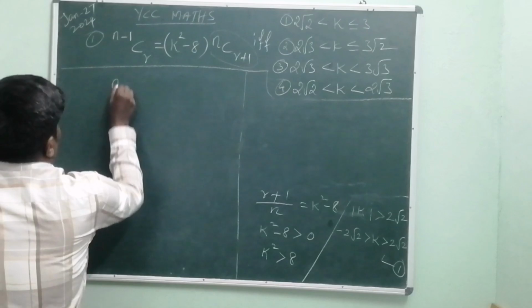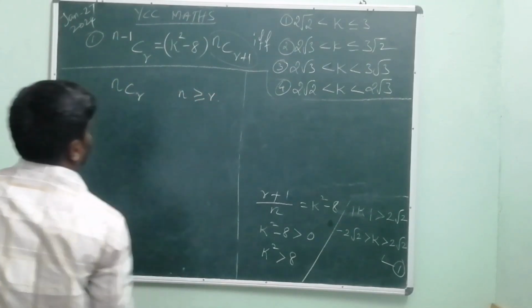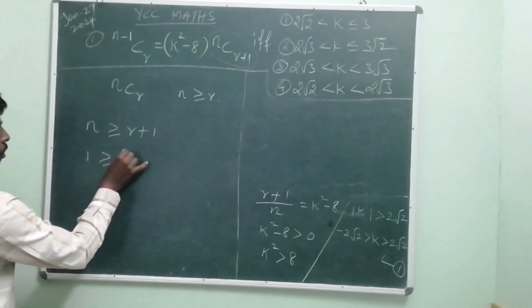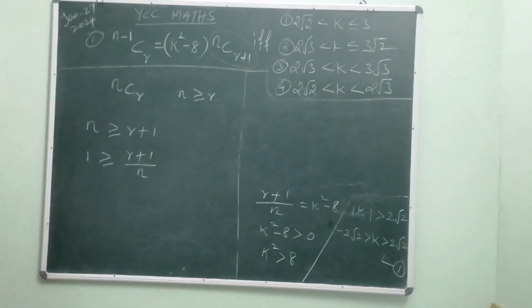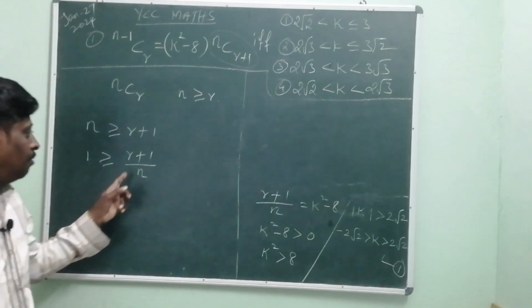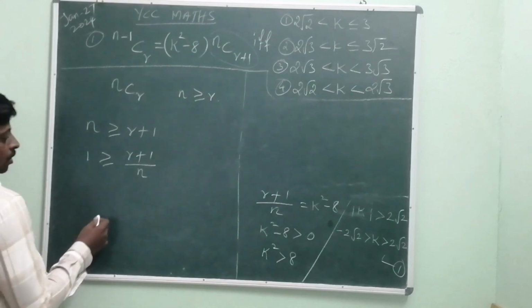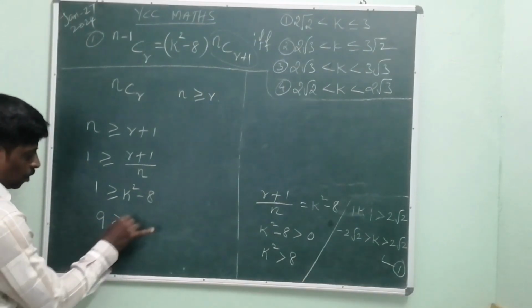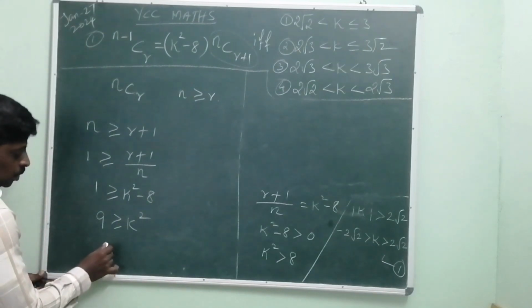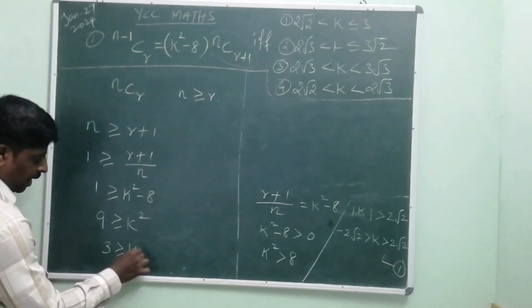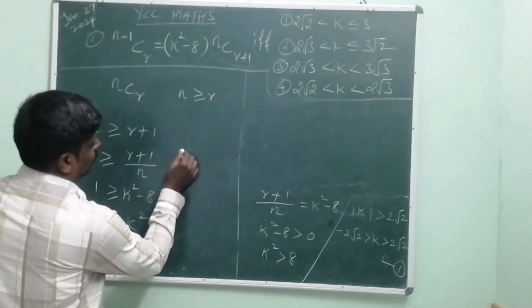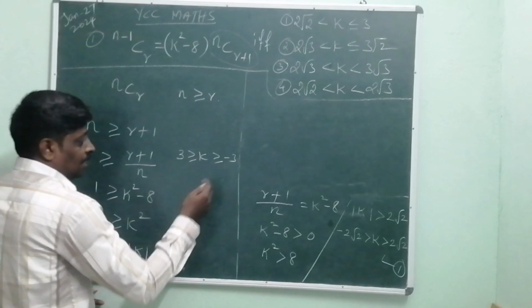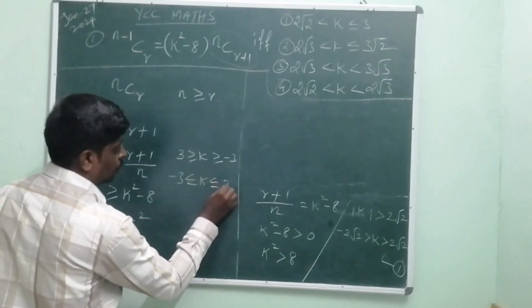Now, for the NCR formula, n is greater than or equal to r. So consider n is greater than or equal to r plus 1. Divide by n: 1 is greater than or equal to r plus 1 by n. So r plus 1 by n is less than or equal to 1. The value of r plus 1 by n is k square minus 8, so k square minus 8 is less than or equal to 1. Bringing the minus 8 to the left hand side, 9 is greater than or equal to k square. Taking the square root, 3 is greater than or equal to modulus of k. This means minus 3 is less than or equal to k is less than or equal to plus 3.